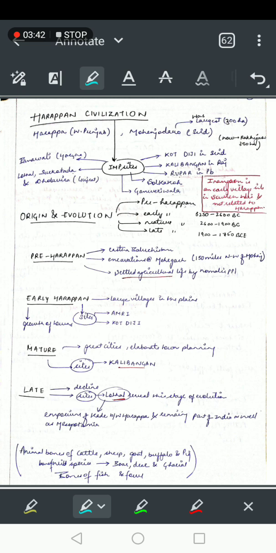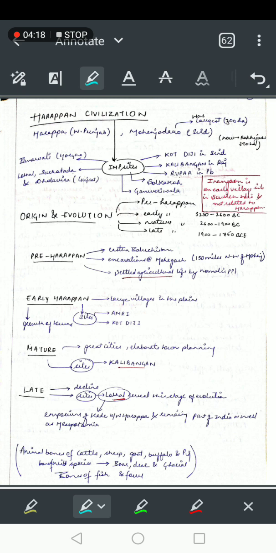Now I have made a box here because it was there in the PYQ, which of these sites are Harappan sites or not, and Inamgaon was given. Now I would like to tell you that Inamgaon is an early village site. It's a Chalcolithic site and it belongs to the Jorwe culture of the Chalcolithic period. It's not related to Harappan sites. So this indicates that these sites, Kot Diji, Kalibangan, Ropar, Sotka Koh, Ganweriwala, Banawali, Lothal, Surkotada and Dholavira become very important.